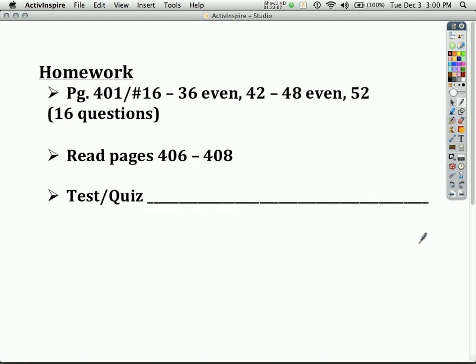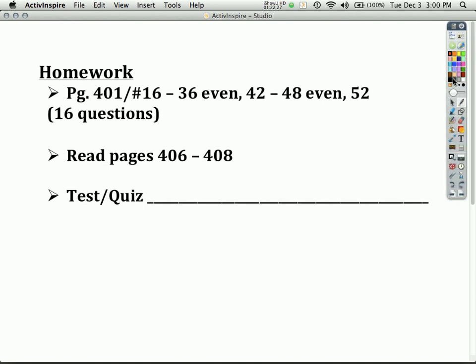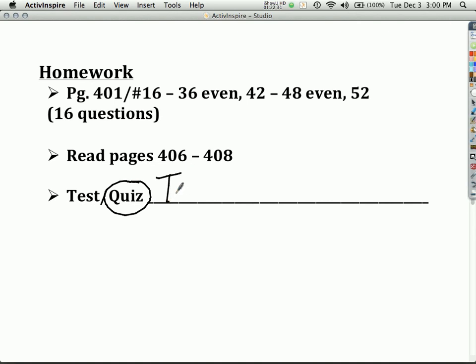Your homework is page 401, numbers 16 through 36 even, 42 to 48 even, and number 52. None of those questions are optional. They are all required. You need to read the next section. Incredibly important to read the next section. And you have a quiz tomorrow. That will be 6.1 to 6.4.